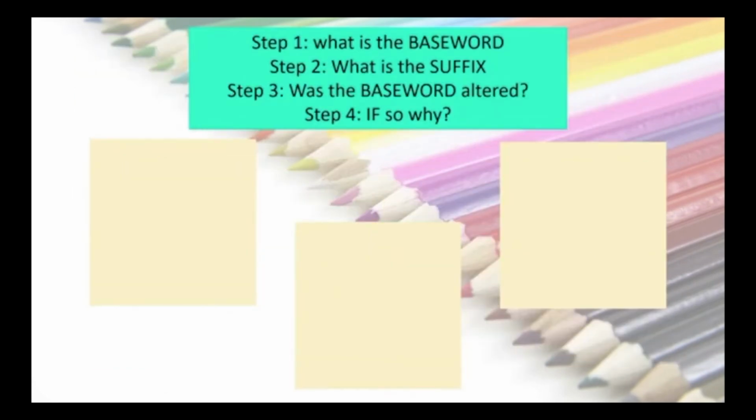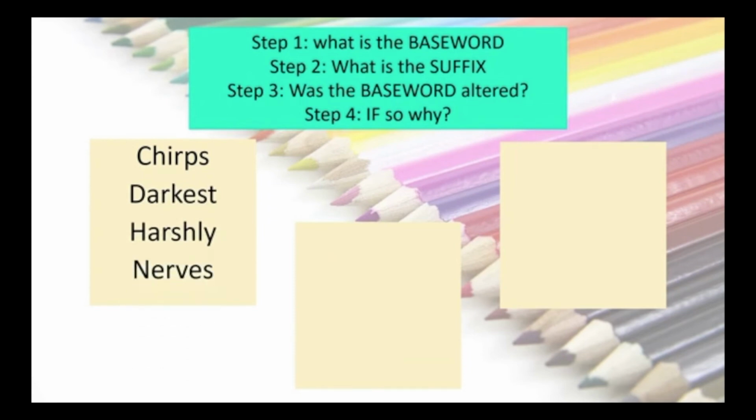We are going to practice with some words, determining the base word, the suffix, whether the base word was altered, and how. So let's talk about some words. In this case, we're going to look at some words that really are not impacted. You have the word chirp with an S ending. You have dark with EST added on. You have harsh with ly added onto it. And you have nerve with S added onto it. Notice that in these words, the base words stay the same even when the suffix is added on. Some of these suffixes are consonant suffixes, which is part of the reason. With the word darkest, even though a vowel suffix is added, dark does not follow a 1-1-1 word rule or a silent E rule, so it's going to stay the same.